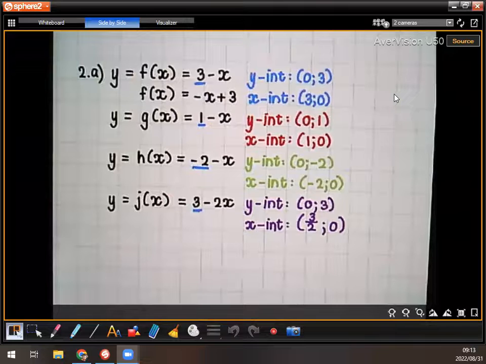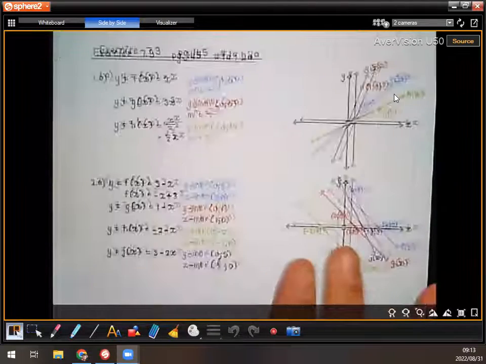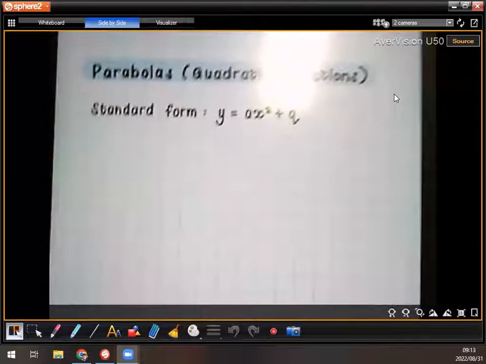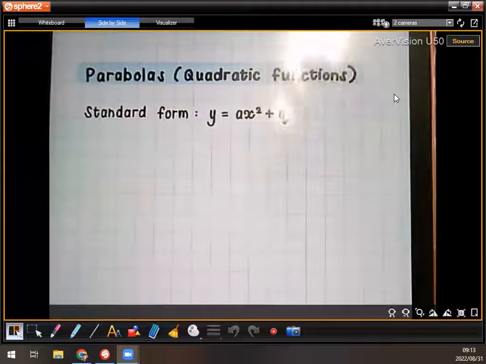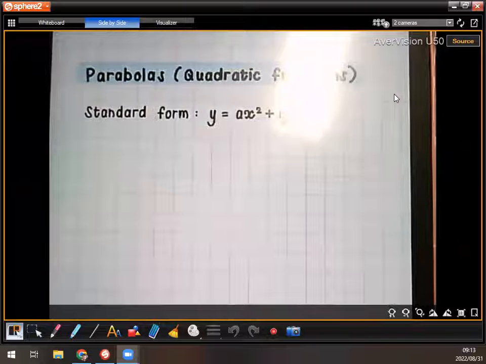Alright, guys, the new heading is parabolas. And we also call those quadratic functions. So if you are done there, you can write the next heading. Parabolas, and then in brackets, quadratic functions.